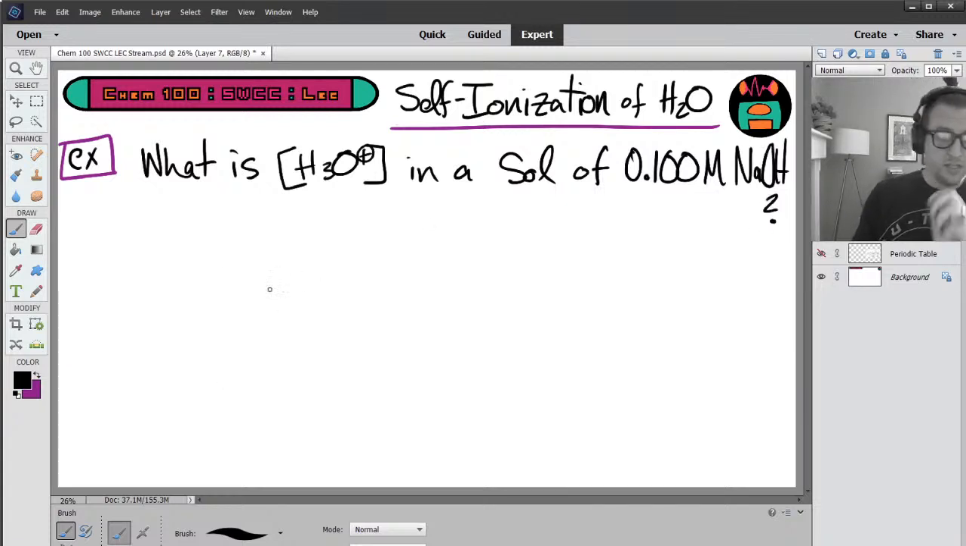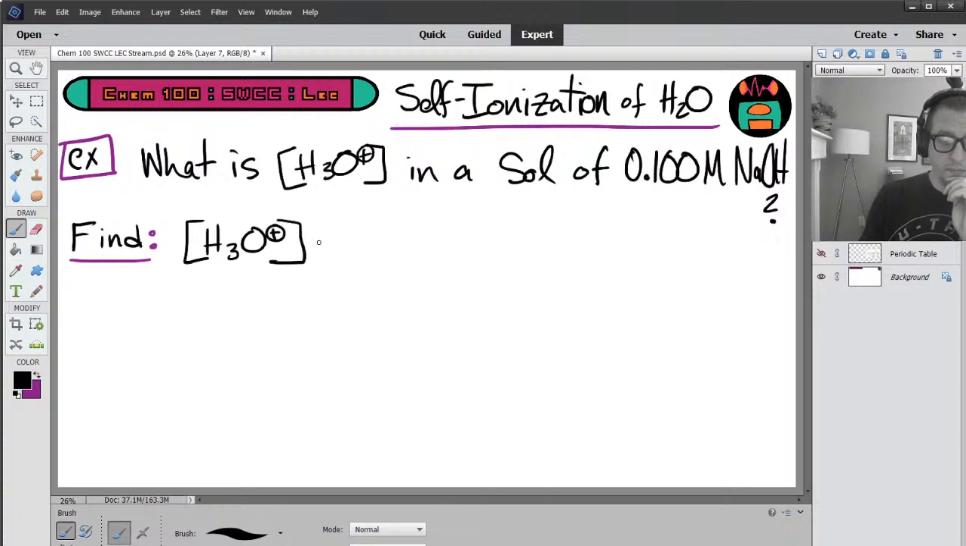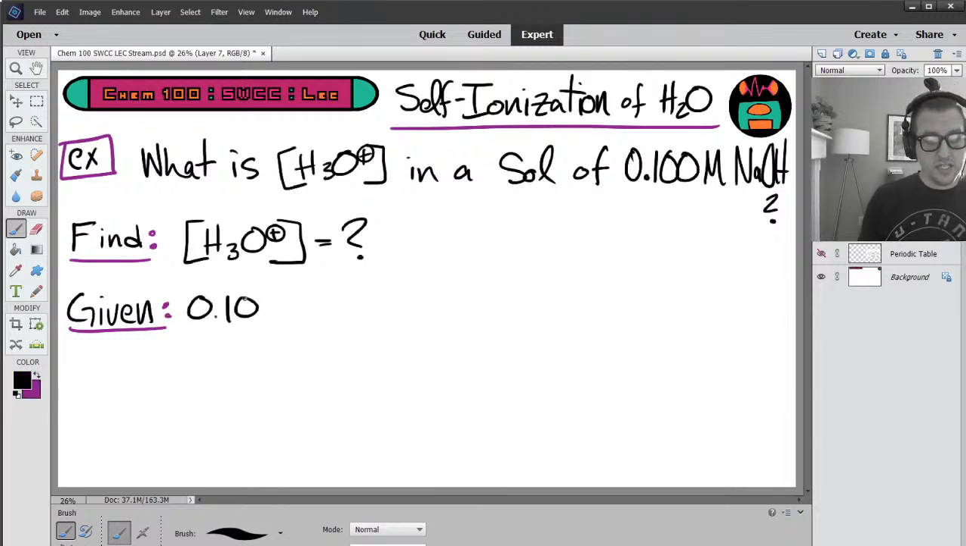All right. So first, we want to identify what we're trying to find. And we're trying to find the concentration of hydronium. All right? Now let's look at what we're given. We're given that we have a 0.100 molar solution of sodium hydroxide.